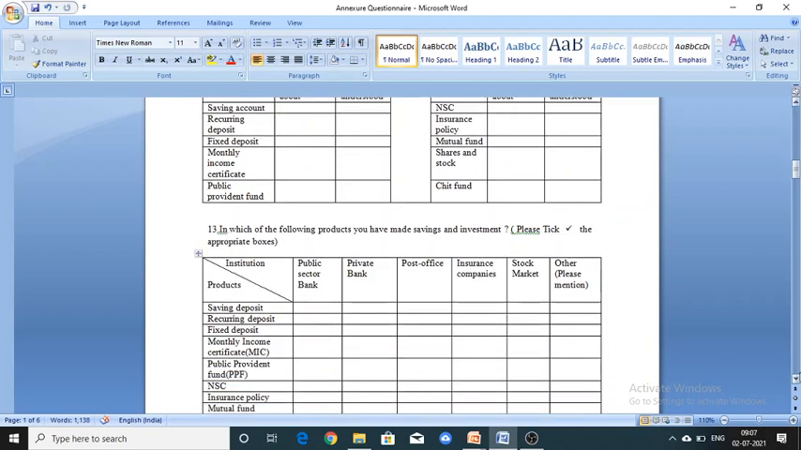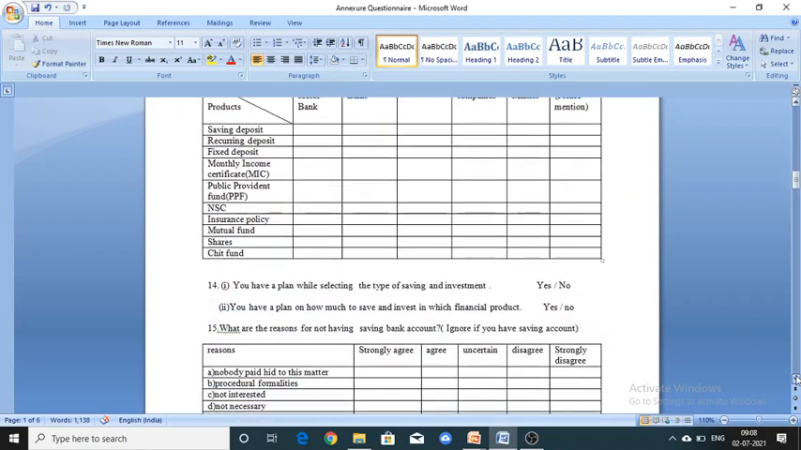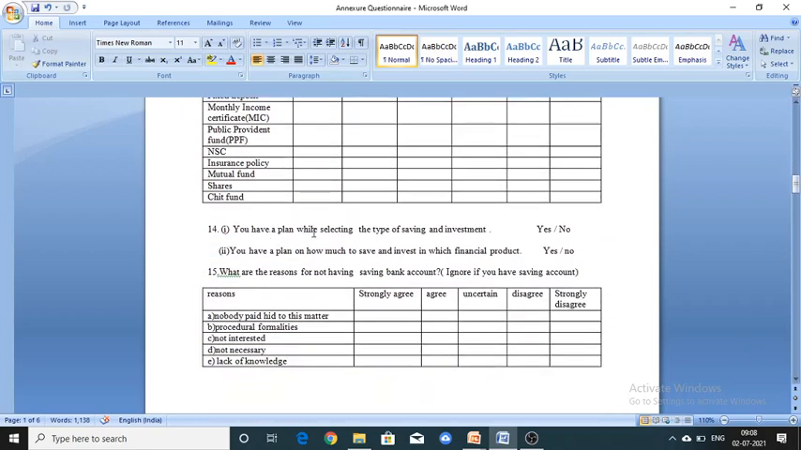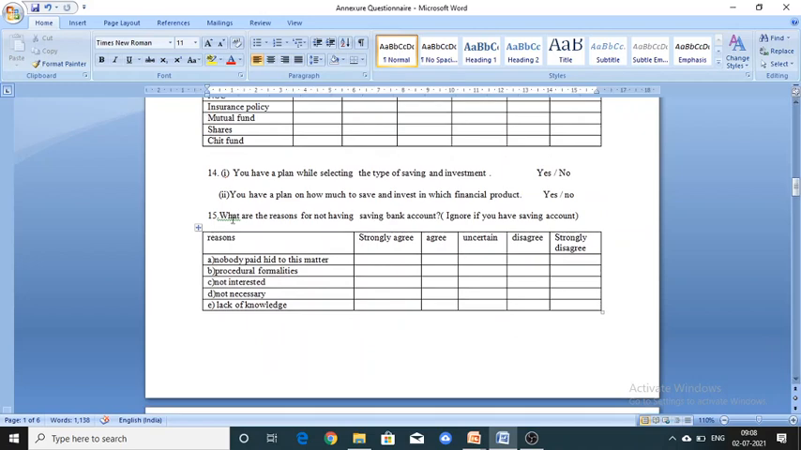See here some other types of questions, like: do you have a plan while selecting the type of saving and investment? So this is two questions, as I already told you. This type of question is a double-barrel question and needs to be avoided. And yes/no categories are given, so this is a dichotomous close-ended question. And then, see, this is a scale item or scale question.